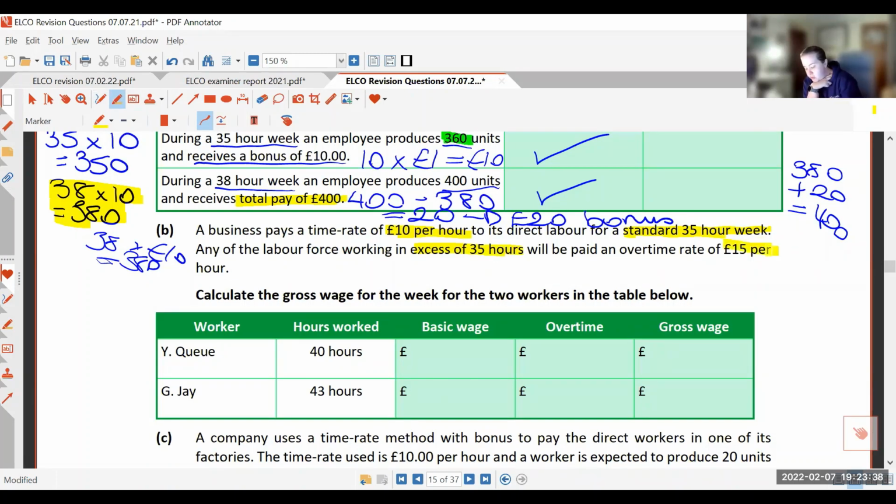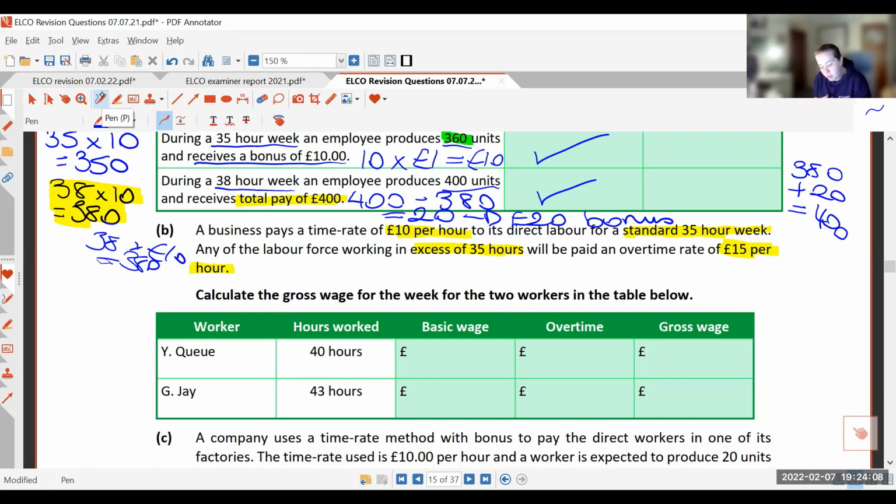And as we said before, we get £15 per hour on overtime. We get more because it's an incentive to work the overtime. So we need to be doing calculations based on what the employees have worked. This is where it gets a little bit tricky, because the hours that they work are over and above the minimum.